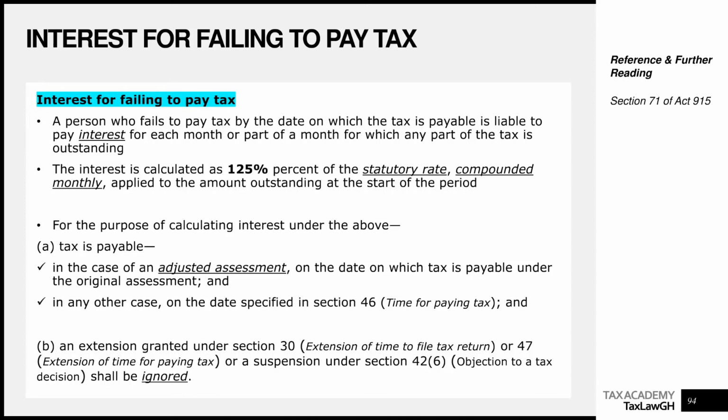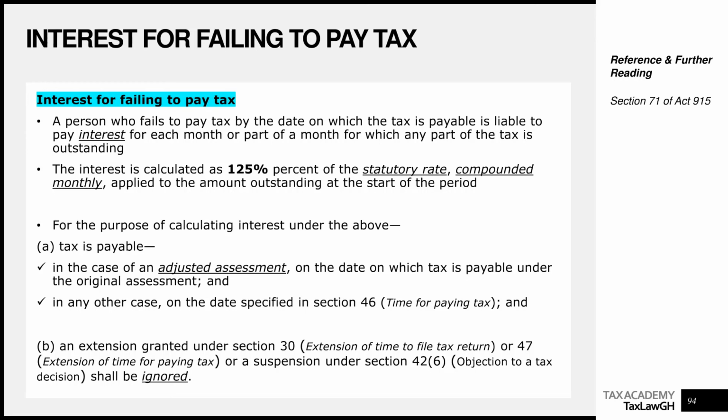So if you are supposed to pay in January and you didn't pay all the way to October, you will pick 125% of the BOG rate on a monthly compounded basis and apply it to the amount outstanding until you make payment. So it's quite a lot of money. I've seen tax assessments in practice where the interest amount is sometimes twice the principal amount of tax. So interest is very hefty. You should try to avoid it as much as possible. Do the right thing and don't be levied with interest. It can be very punitive because it's compound interest, not simple interest. It's a lot of money.